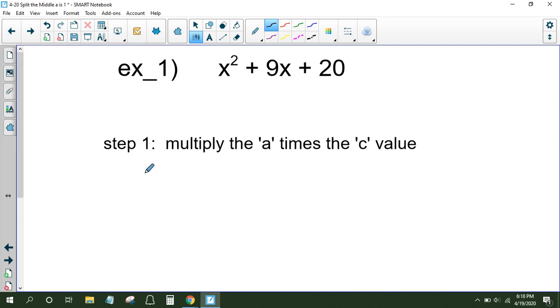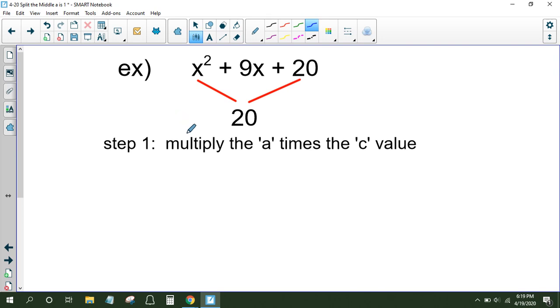Here's example number 1. We have x squared plus 9x plus 20. It's in standard form, and we want to get it into factored form. Step number 1, we multiply the a value times the c value. Since there's no coefficient on the x squared, we understand a to be 1. Then the 20 is our c value. 1 times 20 gives us 20.